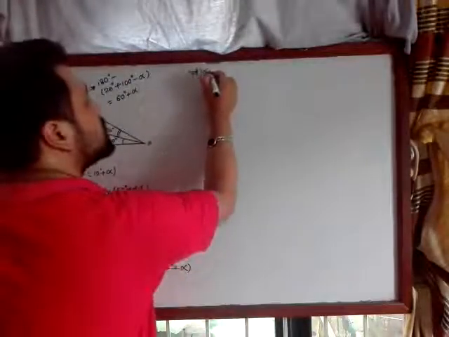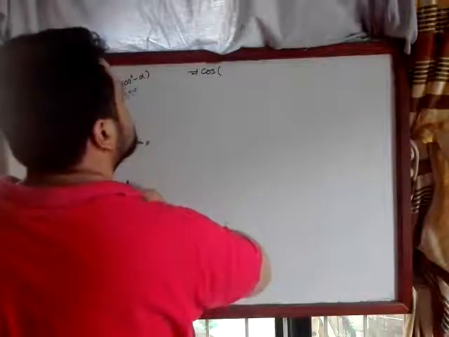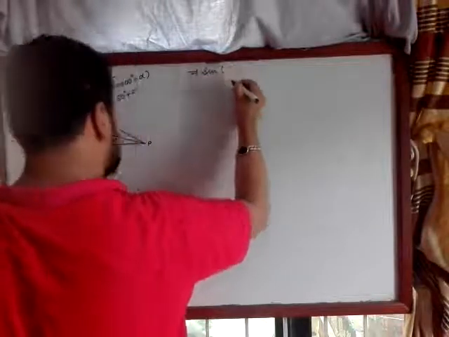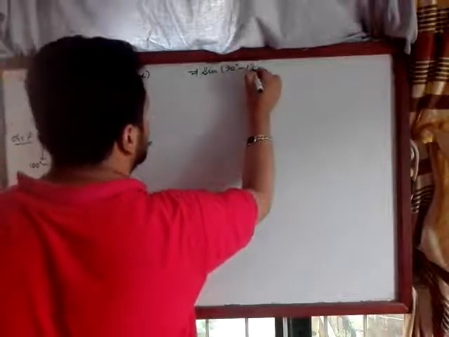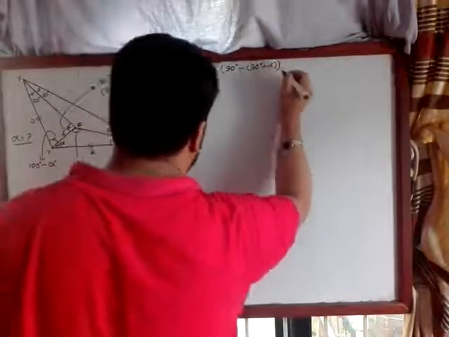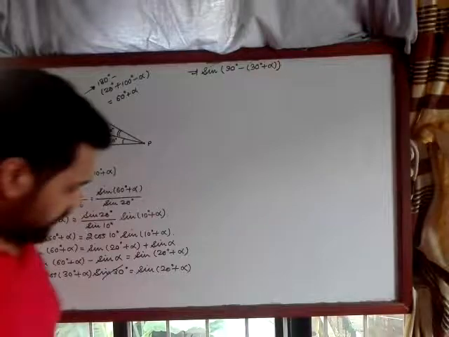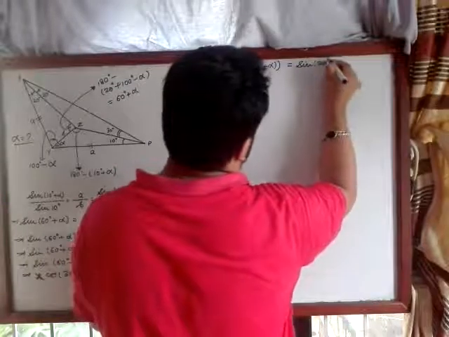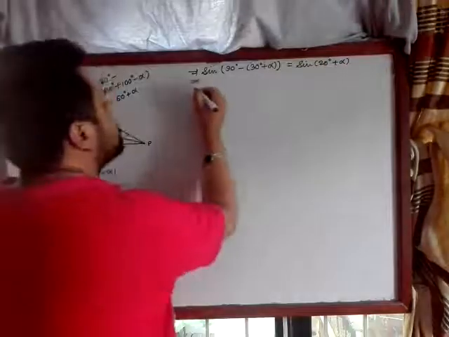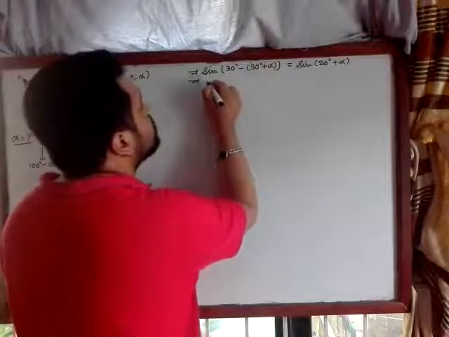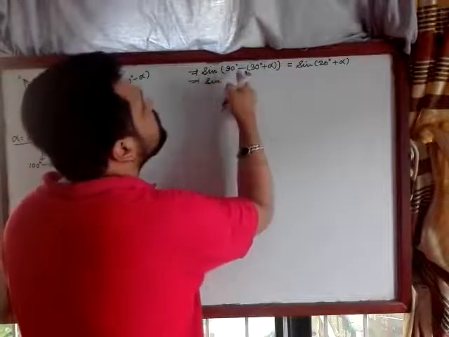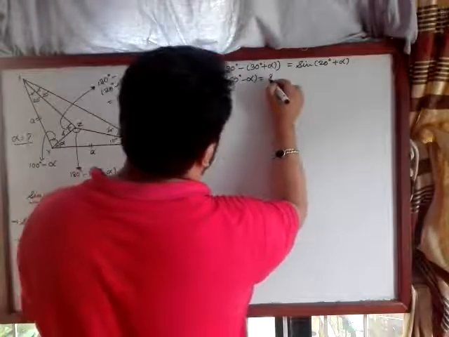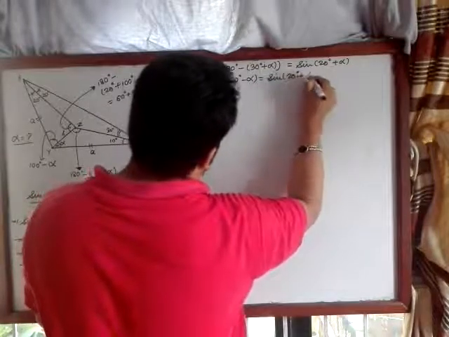So this is cos 30 degrees plus alpha, which means sine 90 minus 30 degrees plus alpha, because cos theta is equal to sine 90 minus theta, and sine 20 degrees plus alpha as it is. This is sine 60 degrees minus alpha. 60 degrees minus alpha is equal to sine 20 degrees plus alpha.